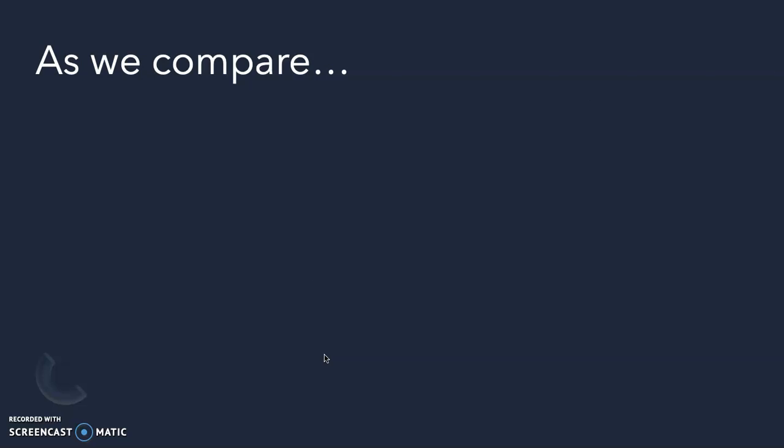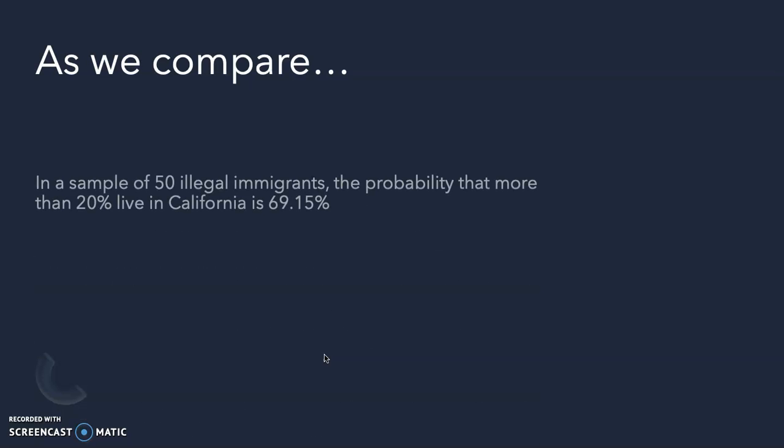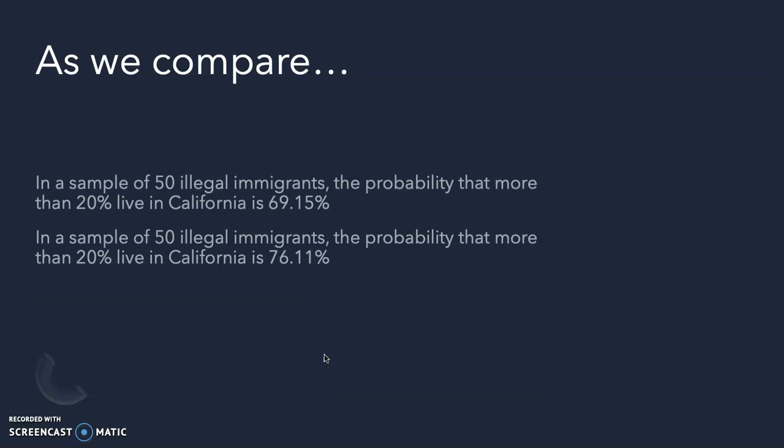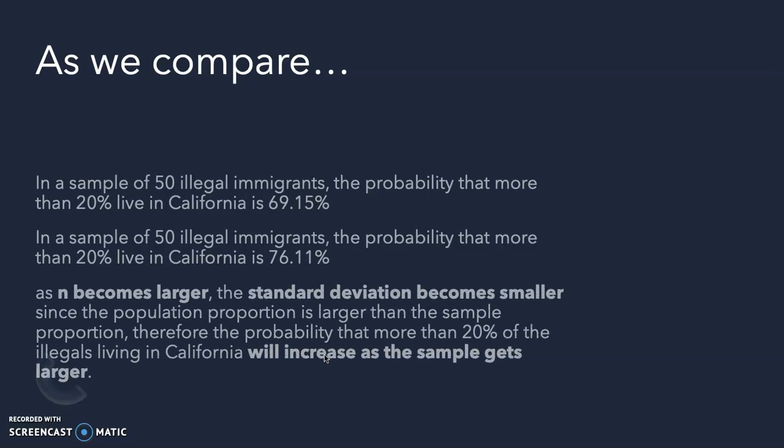We have calculated the probability with two different sample sizes. We see that the probability is different because as n becomes larger, the standard deviation becomes smaller, which you can prove from the formula here. And since our case has a population proportion larger than the sample proportion, the probability that more than 20% of the illegal immigrants live in California will increase as the sample gets larger.